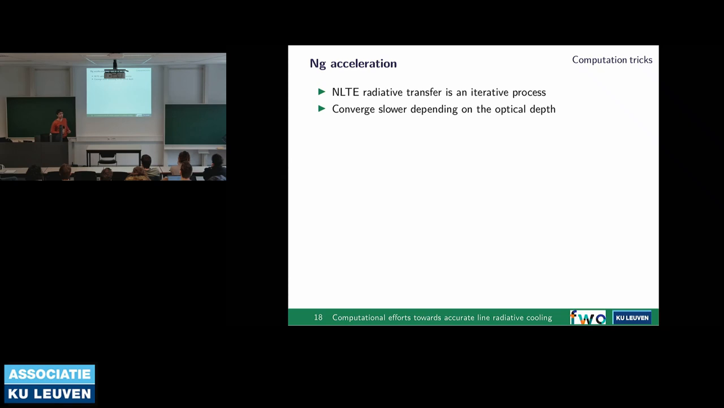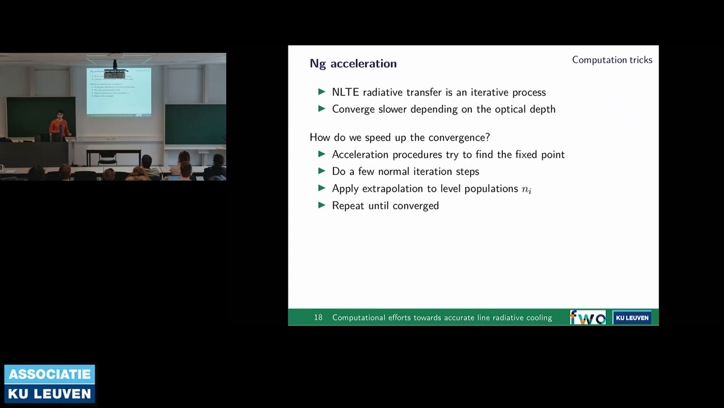So on to our next step. We want to compute NLTE radiative transfer. It's an iterative process, and it might take a long time for convergence to be reached, depending on the optical depth of the model. So what can we do to speed it up? Well, we can use acceleration procedures, namely Ng acceleration. And what does it try to do? It tries to find the fixed point. By the fixed point, I mean, if we set the simulation in a certain state and we do one iteration step, we come back to the exact same state. That's when the model is converged, obviously.